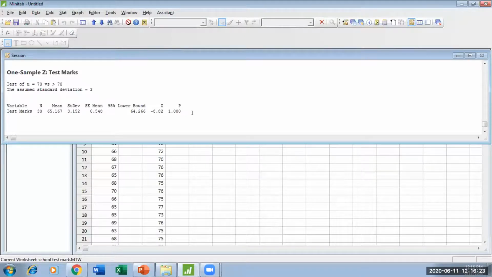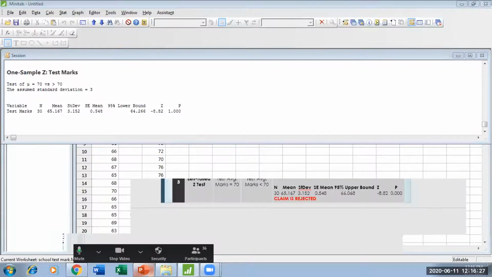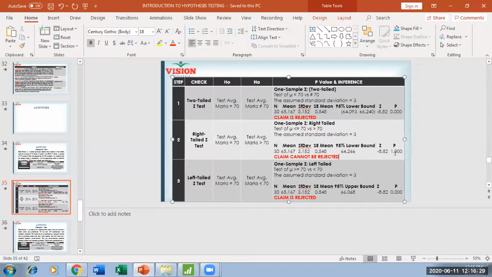P-value comes to be 1. See here, p-value is greater than alpha now. P-value greater than alpha means I cannot reject. Less than alpha, I reject. P-value greater than alpha, I cannot reject. What can I not reject? I cannot reject the null. What is null? Average mark is less than or equal to 70. So less than or equal to 70 is correct, not the teacher's claim.